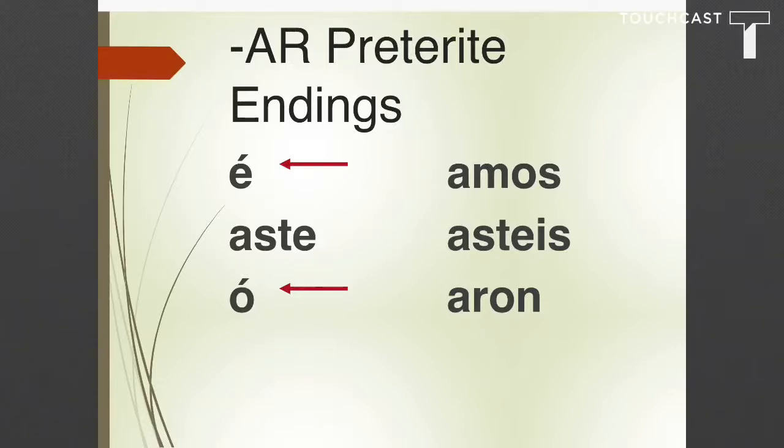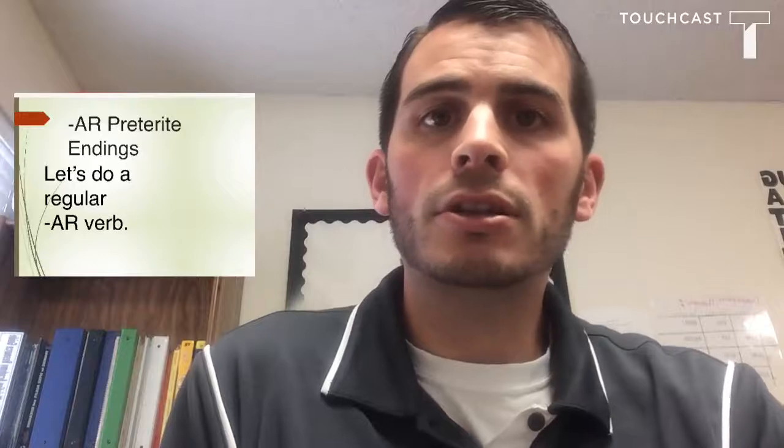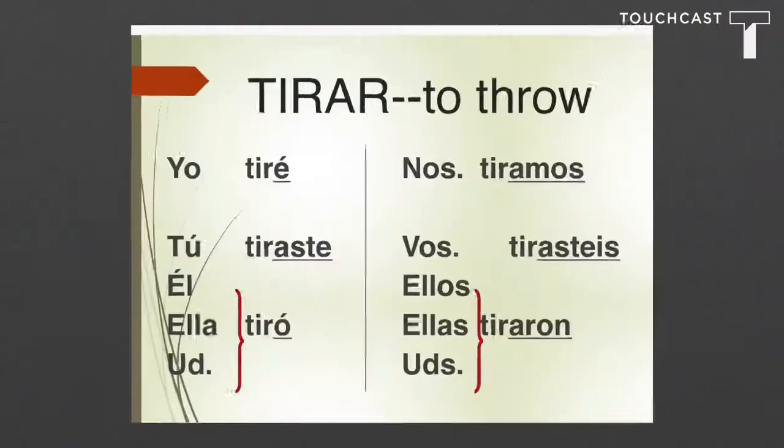Remember, to conjugate a preterite verb or any verb, we drop the AR first. So after we drop the AR, we can add these preterite endings: é, aste, ó, amos, asteis, and aron. Remember that the yo and the él, ella, usted forms have accents. Very important to remember because they not only change who is doing the action, but when the action occurred.